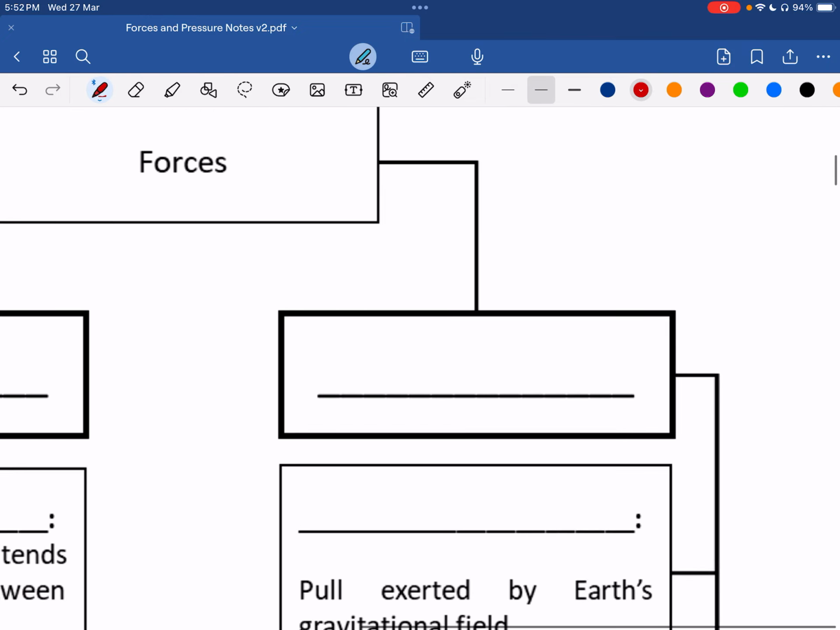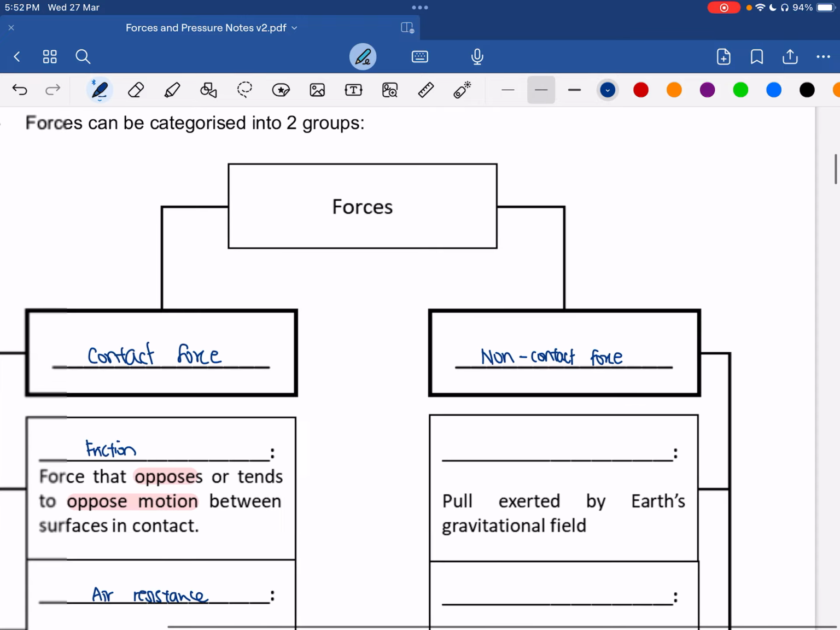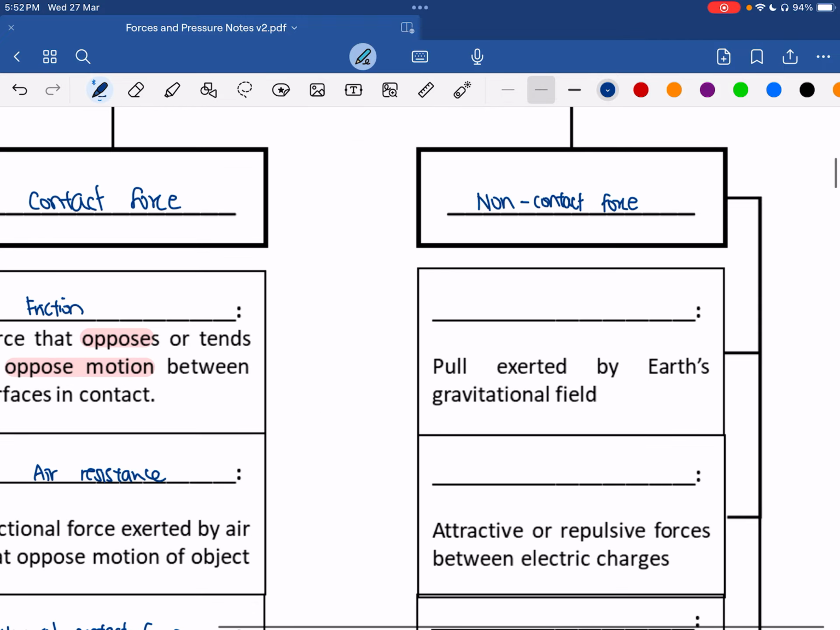Now, other than a contact force, there can be a non-contact force. One example is the pull exerted by the gravitational field. That is called your gravitational force.